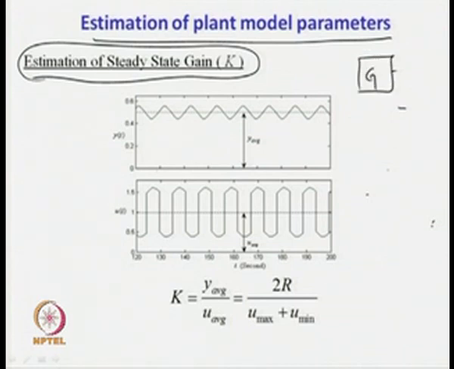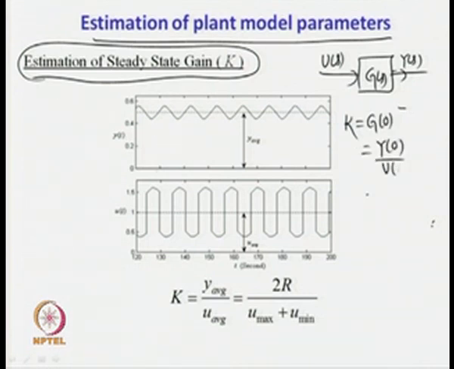Given the plant dynamics of this form G(s), when the output is y(s) and input is u(s), the steady state gain K can be given as y0 upon u0. This is what we mean by the steady state gain. Then how to estimate the steady state gain?